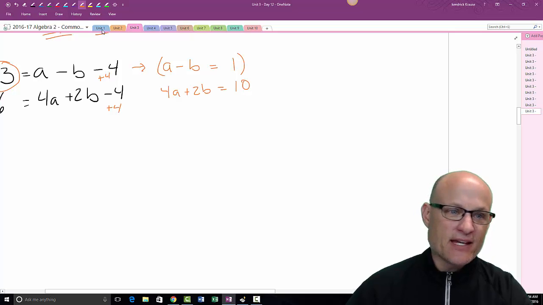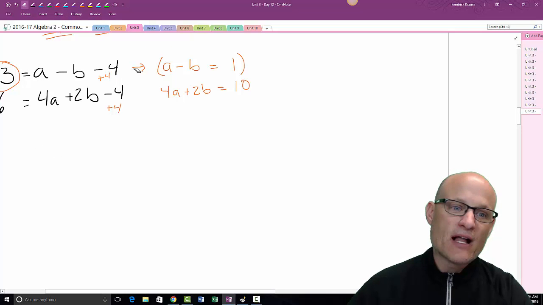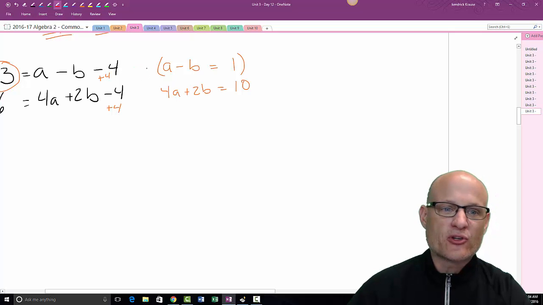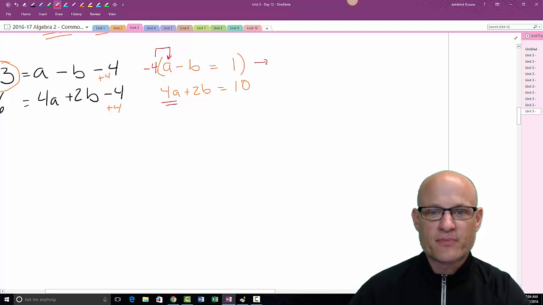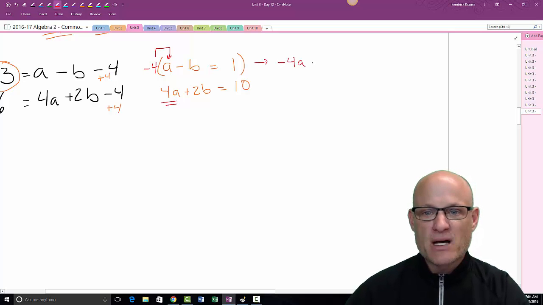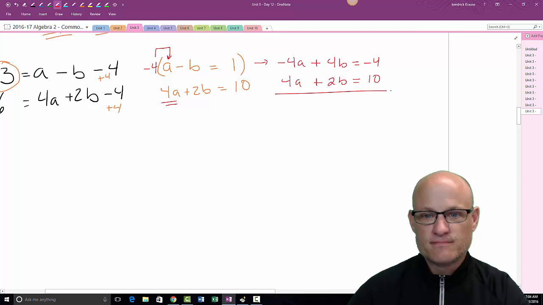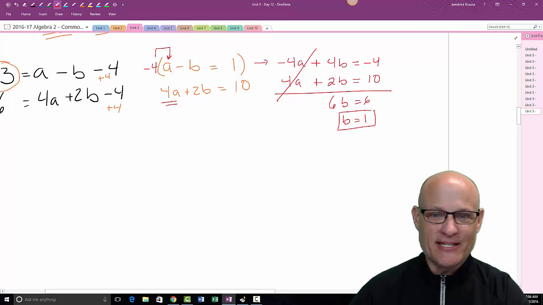Now I think if you're honest, or if you're following along, if I just multiply this first equation by -4, this will give me -4a, which would be the opposite of this. And remember, that's what we're looking for. So that's all we got to do. So I get -4a plus 4b equals -4. 4a plus 2b equals 10. These cancel, which is what we want. That's elimination. And I get 6b equals 6, or b equals 1. So now I know b and c.